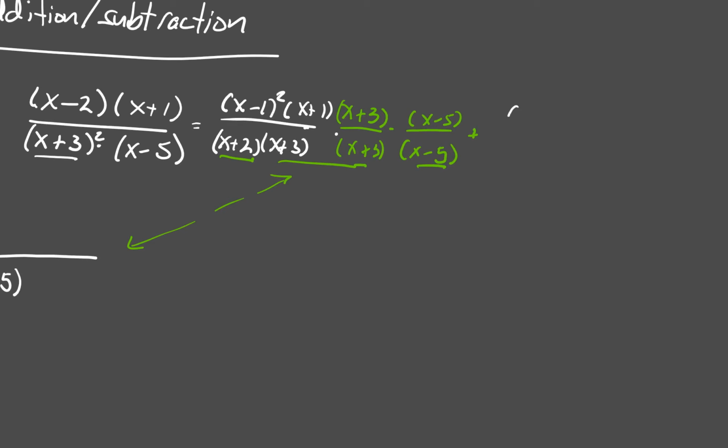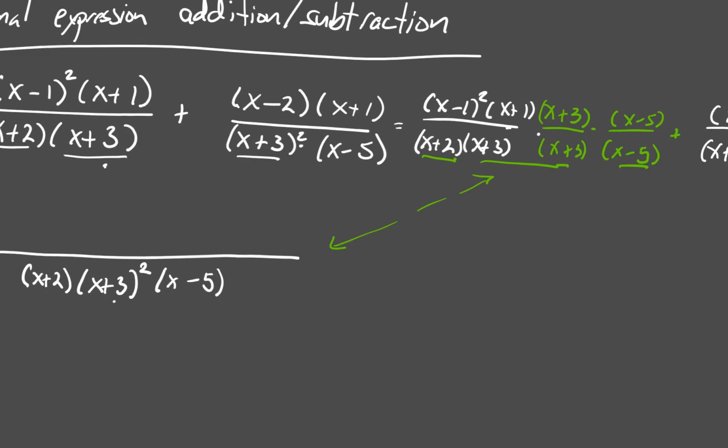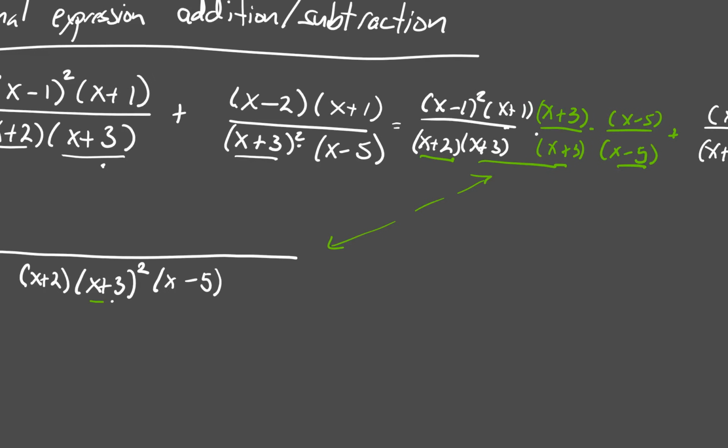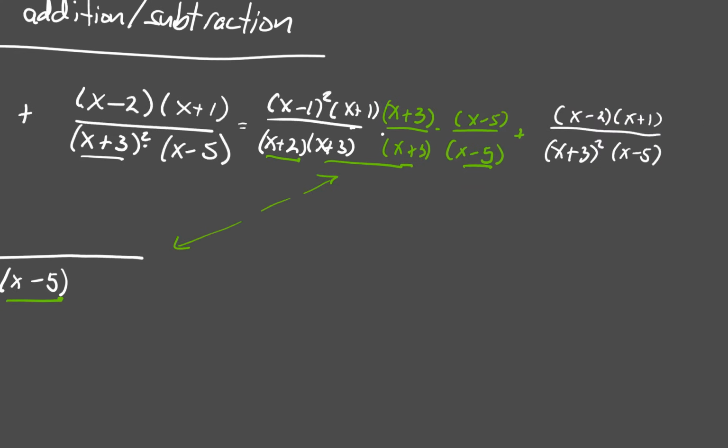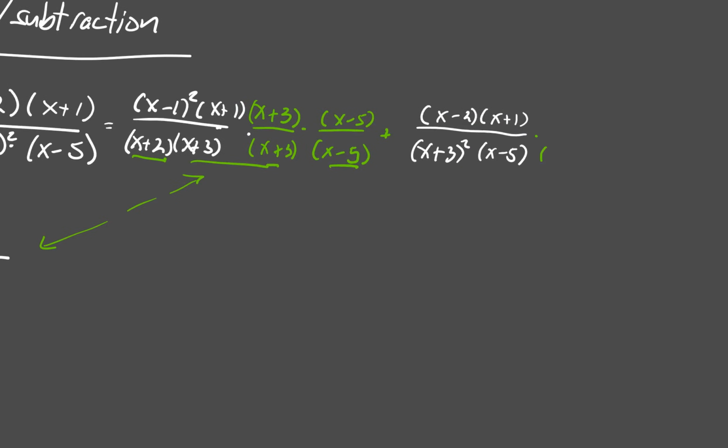Let's write what we have already. I've got the x minus 2, an x plus 1, an x plus 3 squared, and an x minus 5. Okay, so in green we'll put what we're missing. What are we missing? We've got that already, we've got that already. I need this x plus 2, so we're going to put an x plus 2 top and bottom.